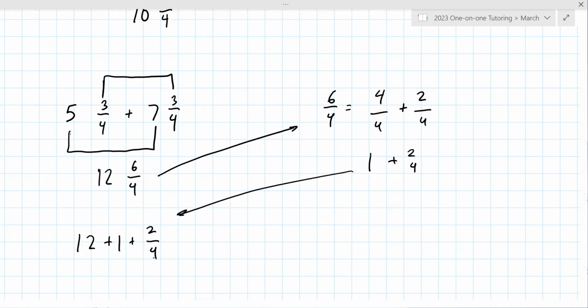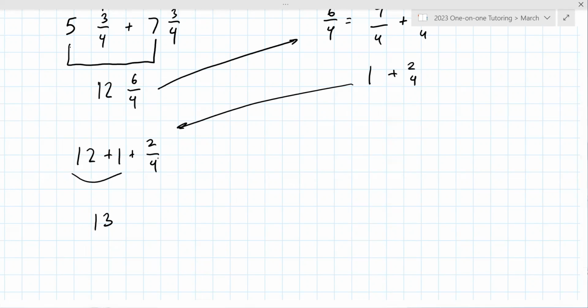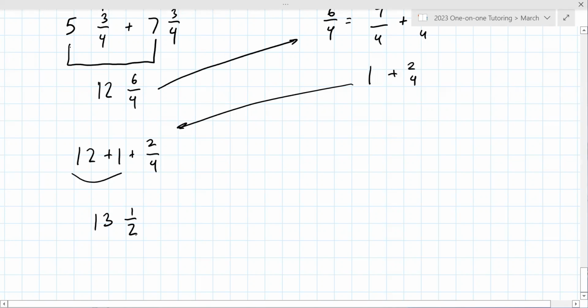What is 12 plus 1? 13. Okay, and then 2/4, can you reduce that fraction? Yes. How do you reduce that fraction? What does it become? 1/2. Yes, very good.